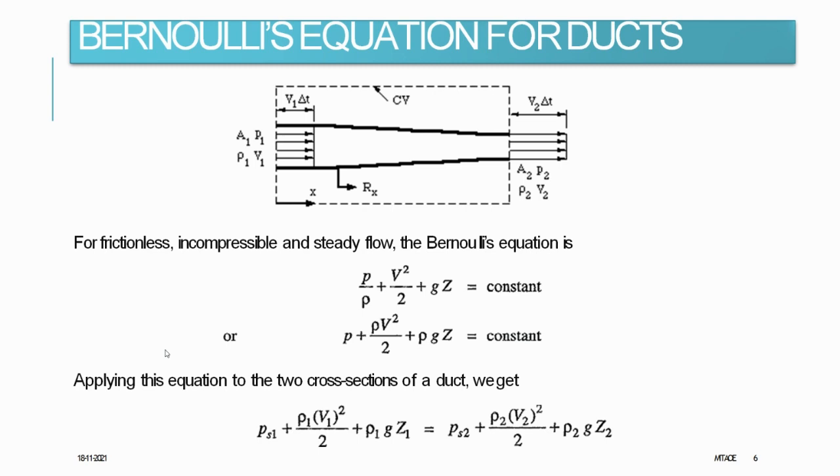Now, if we multiply by rho, we will get P plus rho V square by 2 plus rho gh is constant. Now, applying this equation to two cross sections of the duct, we will get Ps1 plus rho 1 V1 square by 2 plus rho 1 g Z1 equals Ps2 plus rho 2 V2 square by 2 plus rho 2 g Z2. Here Ps1 is the static pressure, and Pv1 is the velocity pressure. In this way, we have equated velocity and Bernoulli's equation to both cross sections.